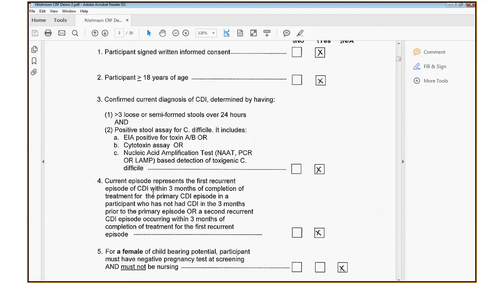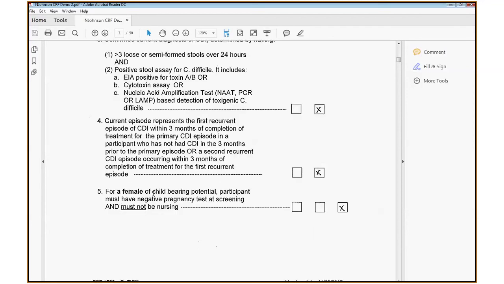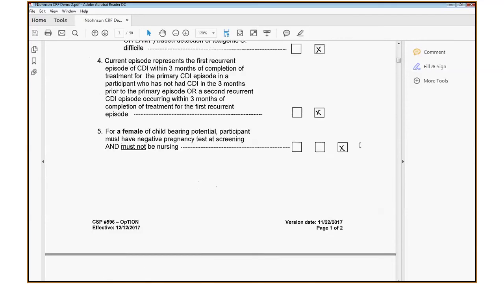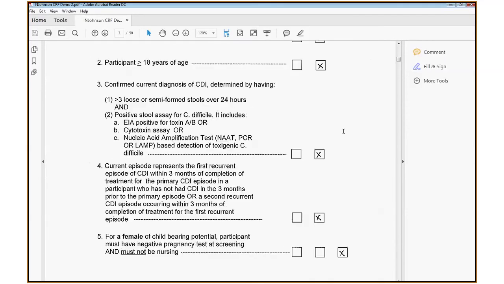So basically, once a patient has a first occurrence, you'll keep track of that patient for 3 months afterwards. As long as they're within that 3 months, if they have another episode, that is considered a recurrence. If they're over the 3 months, any episode after that would be a new first occurrence, and they'd be tracked from there. For a female of childbearing potential, the participant must have a negative pregnancy test at screening and must not be nursing. In this case, Joe's a man, so we have that checked off specifically for non-applicable.